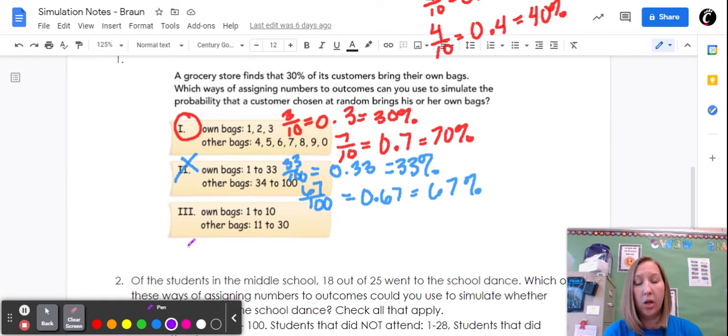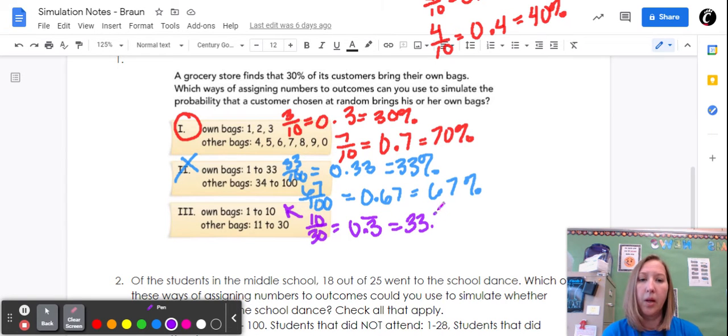This one says people use their own bags. That would be numbers 1 through 10, and other bags would be 11 through 30. So 1 through 10 would be 10 numbers. I'm just going to kind of bring this down here so I have more room. So that's going to be 10 out of 30. And if I divide that, I get 0.3 repeating. And then as a percent, that would be 33.3 repeating percent.